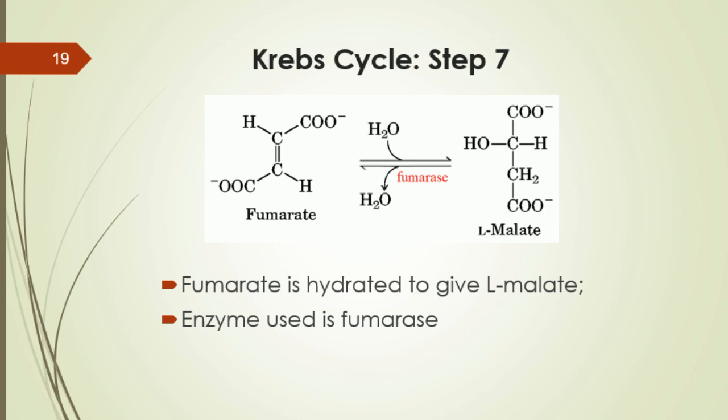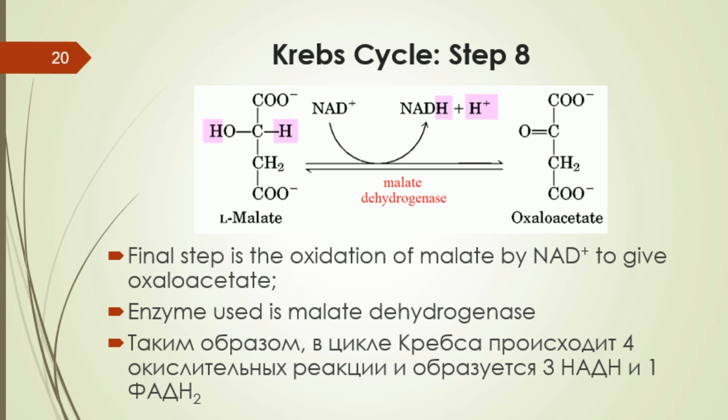The seventh step is the hydration of fumarate, which results in the appearance of an easily oxidized hydroxyl group in the molecule of the reaction product. This process is catalyzed by the enzyme fumarase. The eighth stage is dehydrogenation of malate, which leads to the formation of oxaloacetate and a third NADH molecule. The enzyme is malate dehydrogenase.